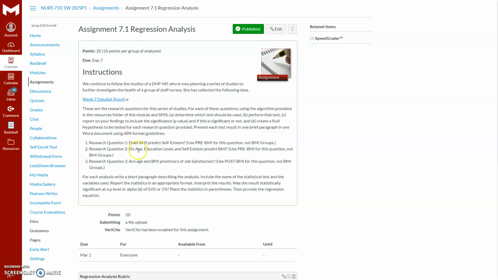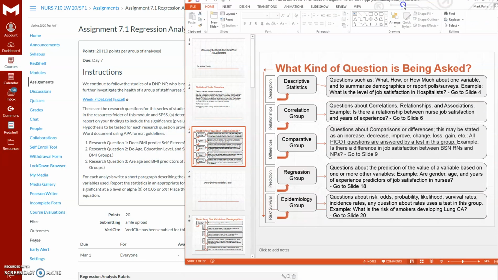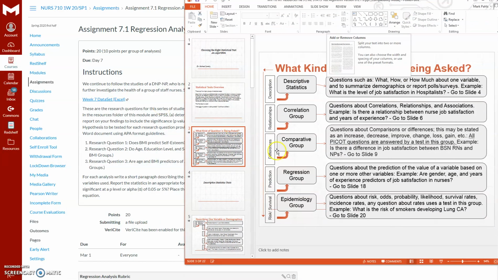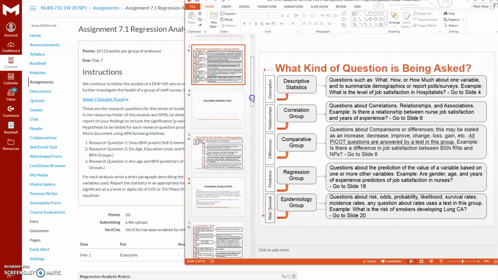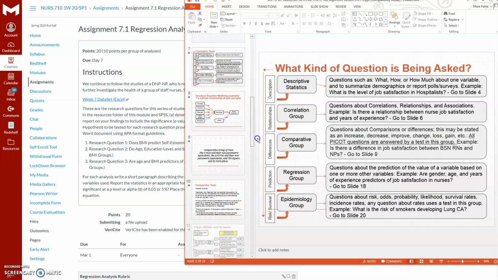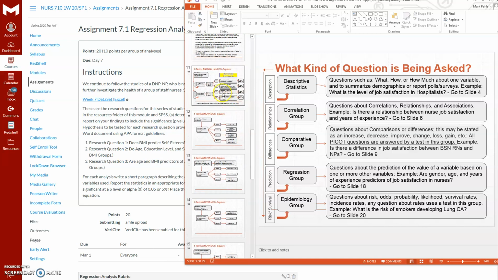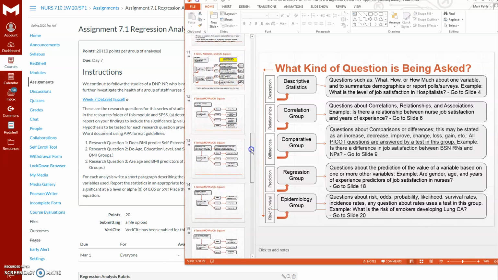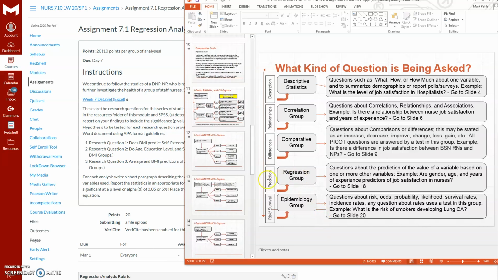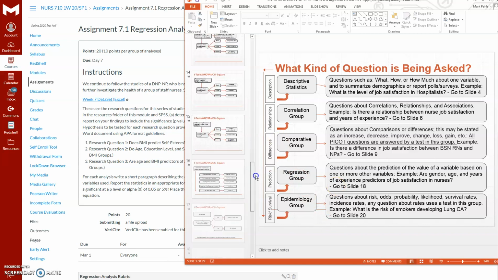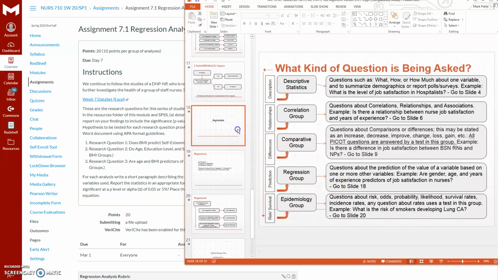Okay? So research question number 1. Does BMI predict self-esteem? Okay, so we want to know from the data that we gathered, can we predict the self-esteem from BMI? So if we go to our trusty little chart, we are doing a prediction. Okay, so we're going to go down to slide 18.